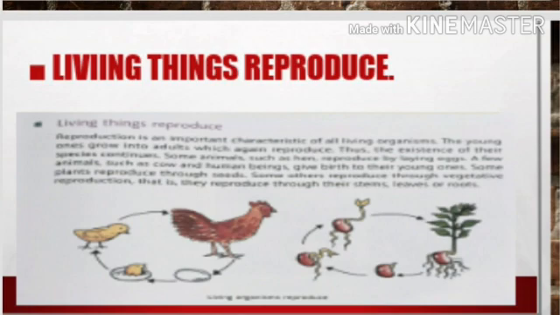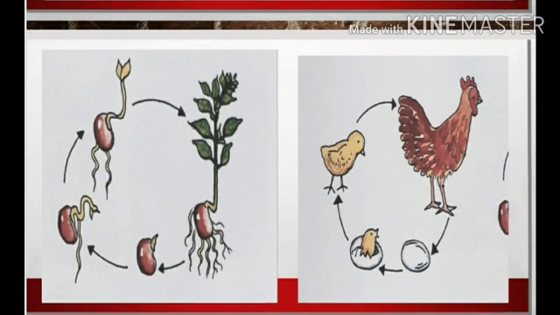To read text for you. Reproduction is an important characteristic of all living organisms. The young ones grow into adults, which again reproduce, thus the existence of their species continues. Some animals, such as hen, reproduce by laying eggs. A few animals, such as cow and human beings, give birth to their young ones. Some plants reproduce through seeds, while others reproduce through vegetative reproduction, means their body parts are used to grow new plants.